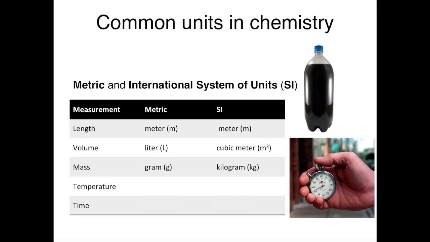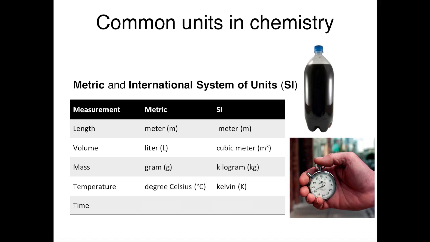Now if you want to go to temperature, in the lab you will usually measure in degrees Celsius. The degree sign is there with the uppercase C. Okay, and we'll talk about temperatures in the next unit.